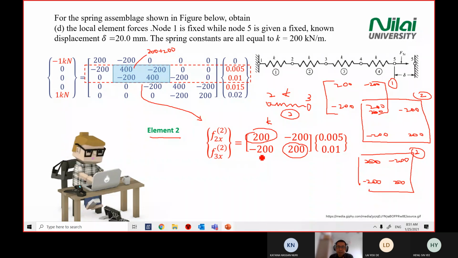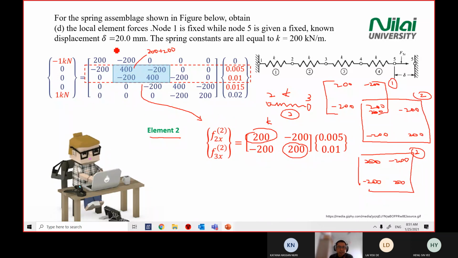Lai, do you understand now? Okay. Singi, do you understand? Yes. Okay, Katana, you're right? Okay, sir. Okay, good.